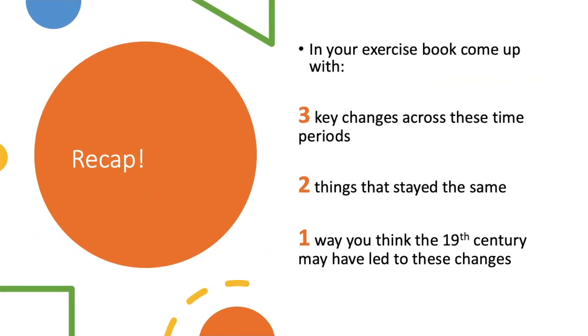So finally, in your exercise book, as a little recap, I'd like you to write down 3 key changes across these time periods. Remember, we are missing out the 19th century for now. So you need to tell me 3 things that have changed from the 18th century up to the 20th century. You need to have 2 things that have stayed the same. And I'd like you to identify one way that you think the 19th century, the Industrial Revolution, may have led to these changes. So you might need to look back at your Industrial Revolution booklets to help you out with that.